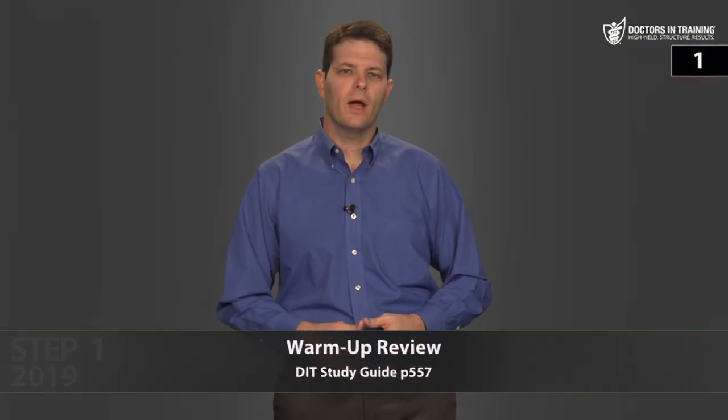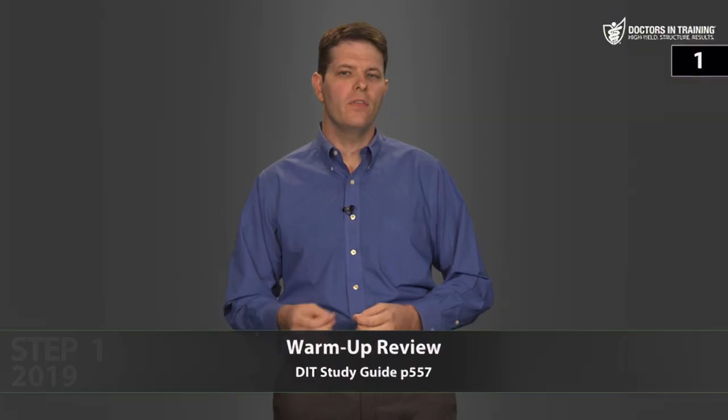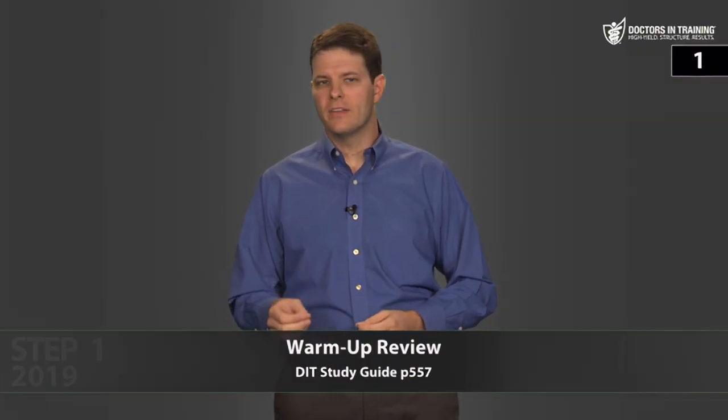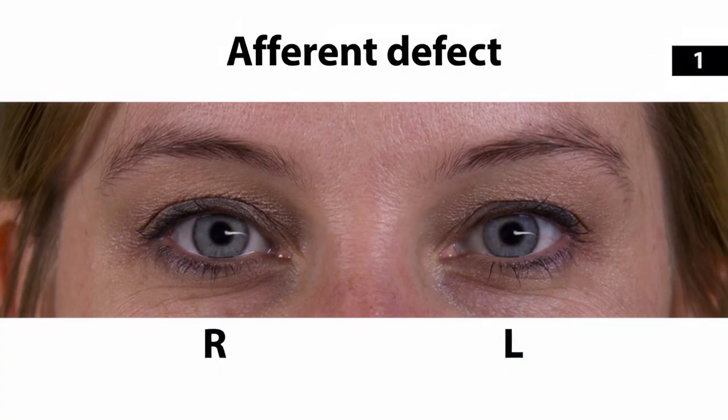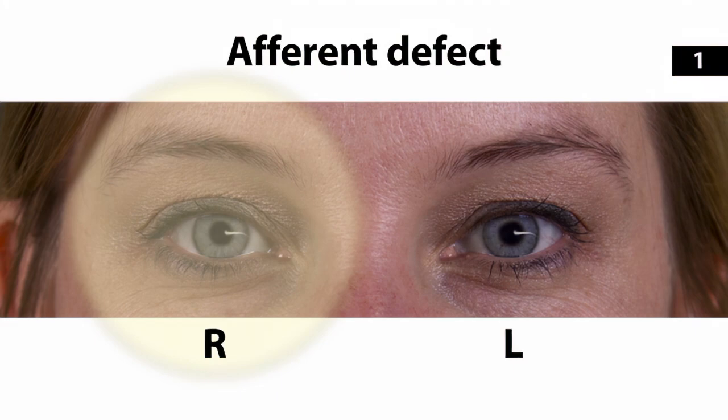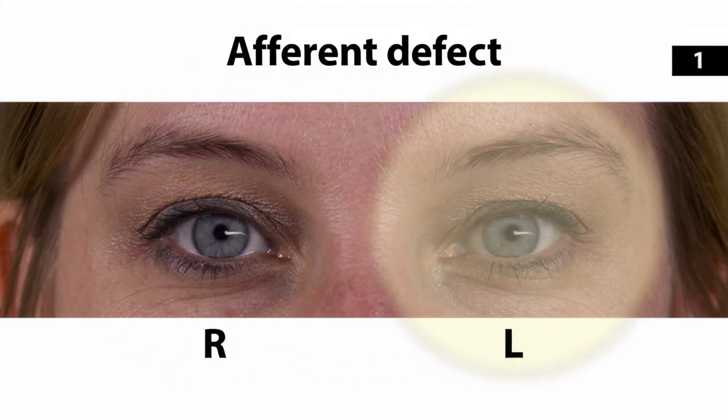First question, describe what light reflexes will be seen in both eyes if the right optic nerve is damaged prior to the pretectal nucleus. So this is also known as an afferent pupillary defect. When you shine light into the right eye, there's no constriction of either the left or right pupil. But when you shine light into the left eye, both pupils constrict.